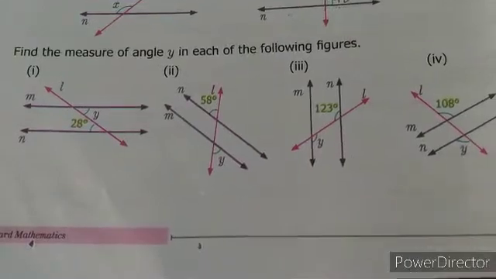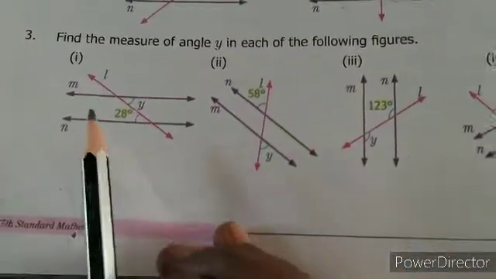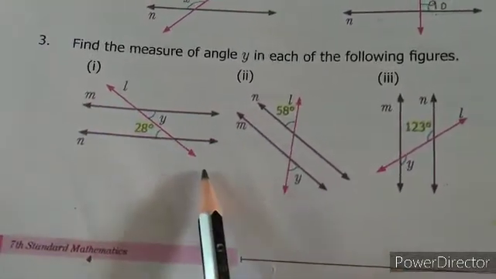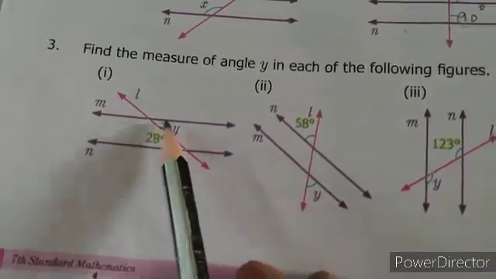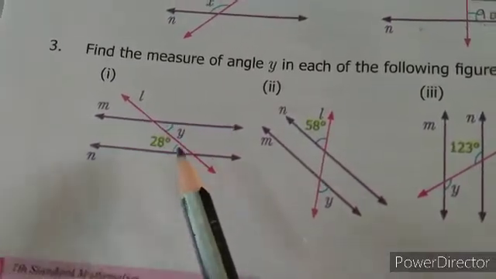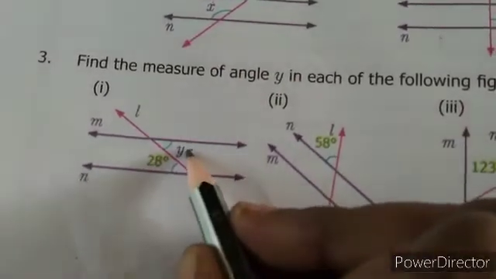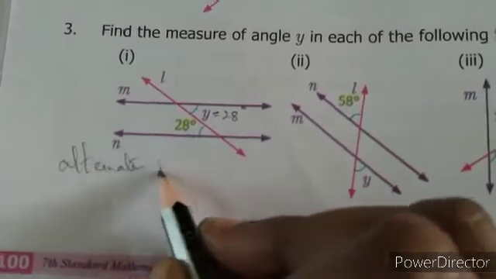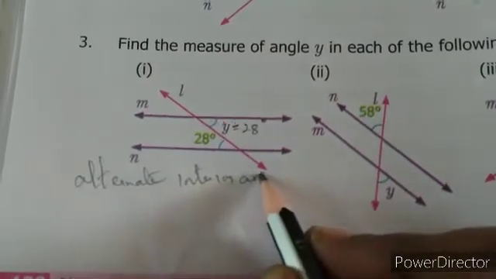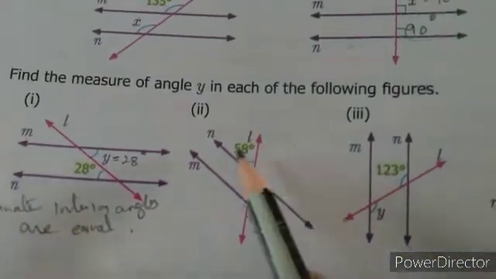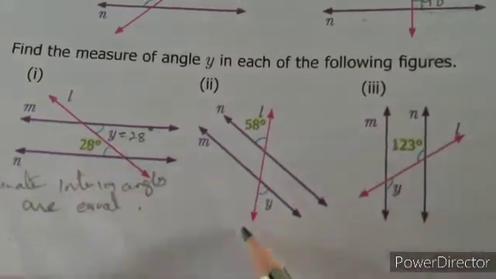Question number 3. Find the measures of angle y in each of the following figures. First one, here also M and N are parallel, L is a transversal. See, look here, alternate interior angles. See, they are marked on opposite sides. Alternate interior angles are equal. So y is also 28 degree, and the reason is alternate interior angles are equal.